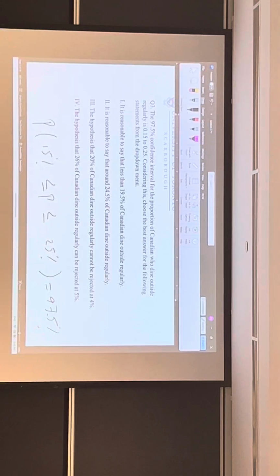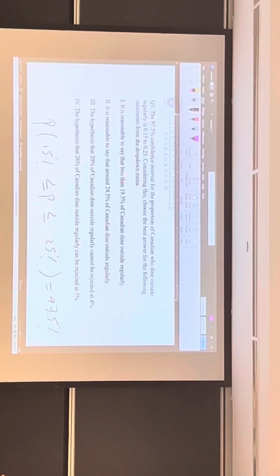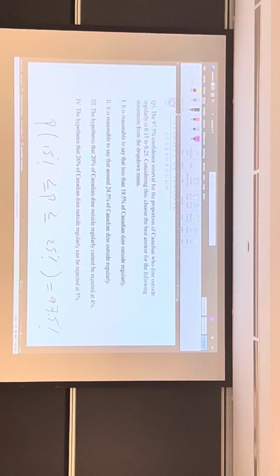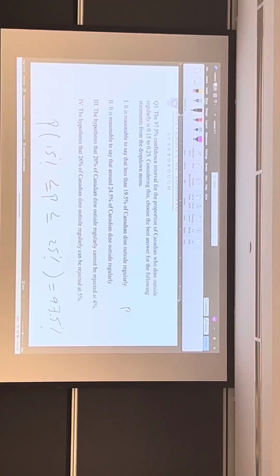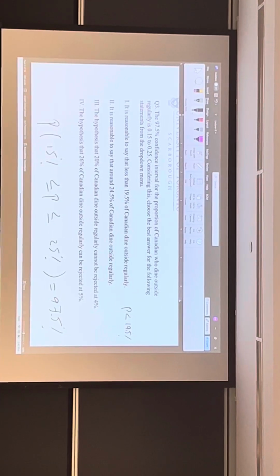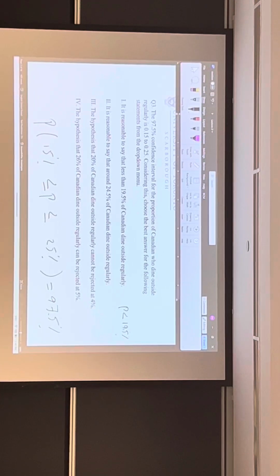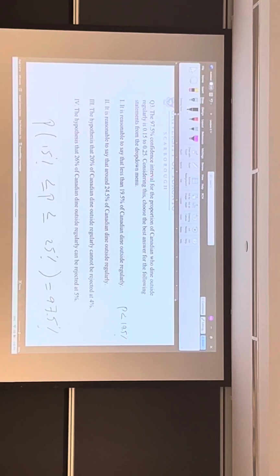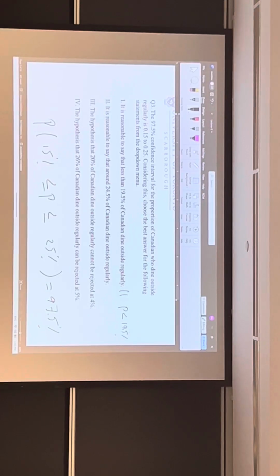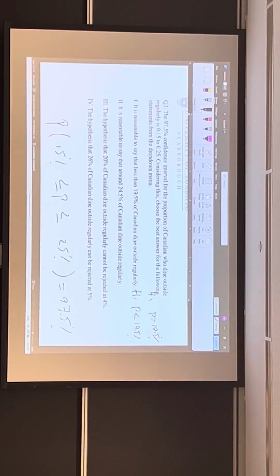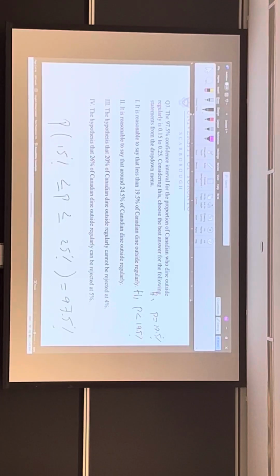Number one said, it's reasonable to say that less than 19.5% dine outside. Is it reasonable to say this one? Can you say this one reasonably or not? Can you say that one, based on that confidence interval? Can you reasonably say this? That's what the question said. To say this one, you should reject this one. Can you reject that one? You can't. You got 19.5 falling inside.